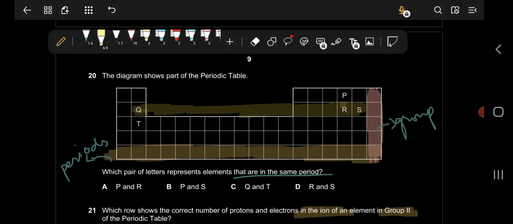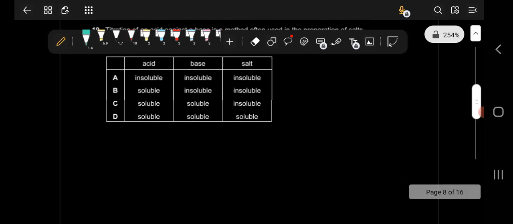So let's see P and R. No, they're in the same group. P and S, no. Q and T are in the same group. R and S, yeah, that's the correct option. R and S are in the same period. So now let's move up.